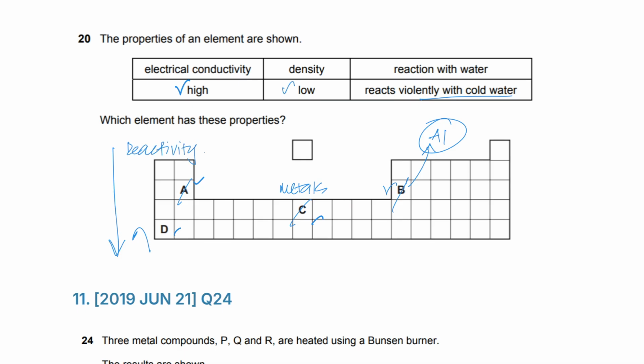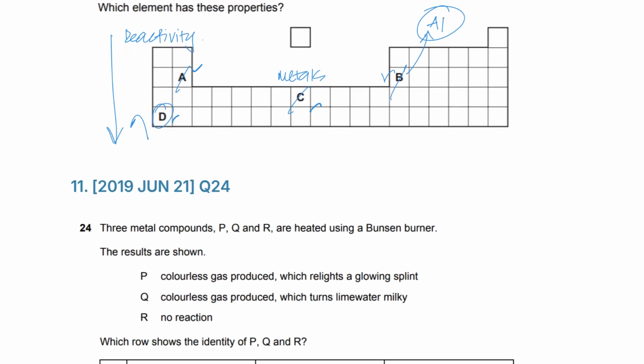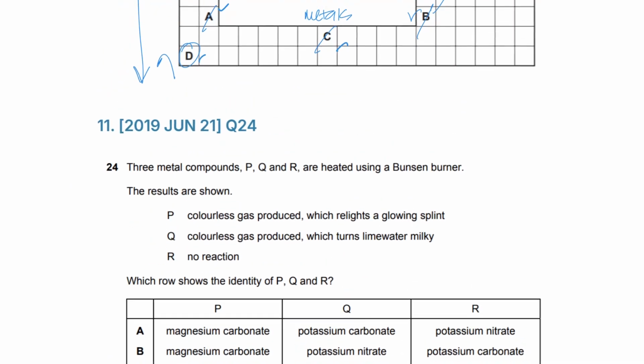Even with this you could have circled D, because D has a low density, high electrical conductivity because of delocalized electrons, and this will react violently with water. You could eliminate B with this option right here, because aluminum does not react violently with water. In fact, it has an apparent unreactivity since it forms a layer of its oxide to protect it, right? So the correct option is D.